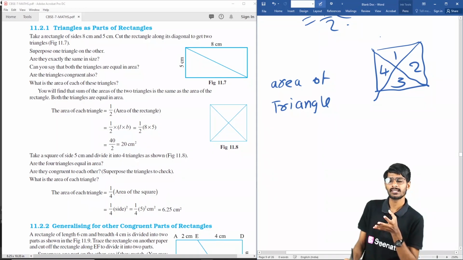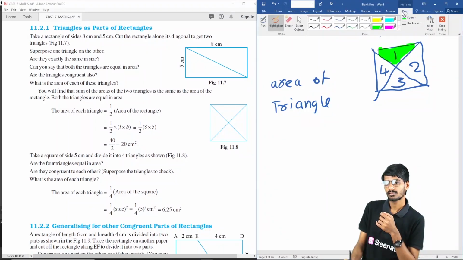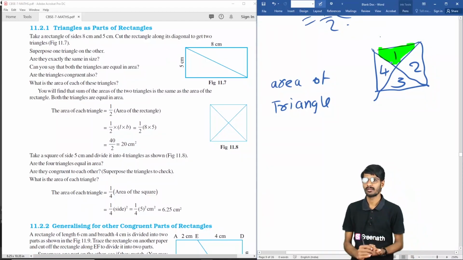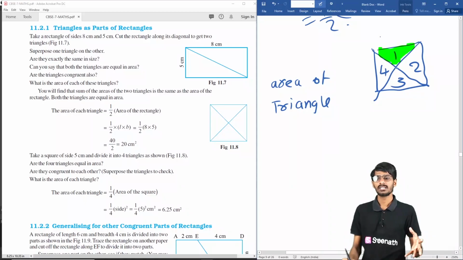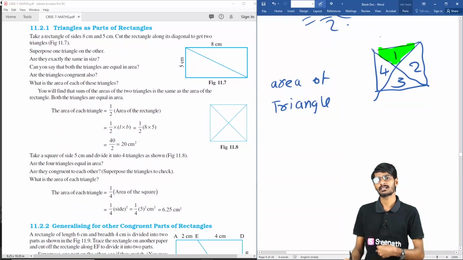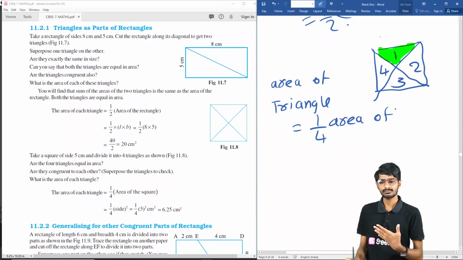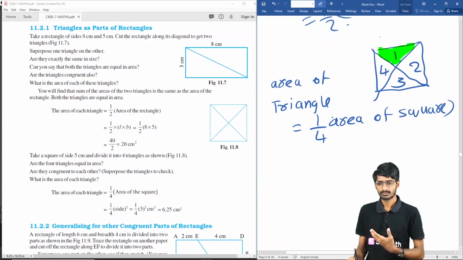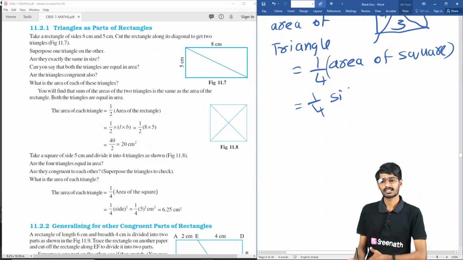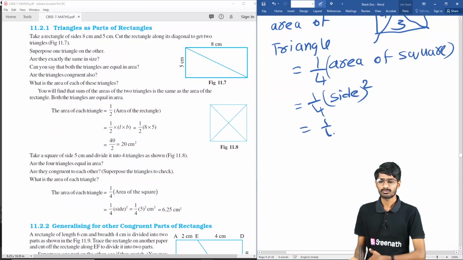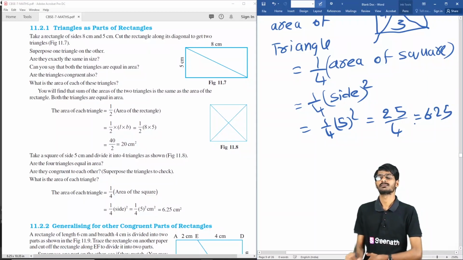As this whole area is marked, what is the area of this one triangle? All triangles are the same. So the total square area is equal to 4 times the area of a triangle. So one triangle's area is 1 by 4 of the area of the square. Area of square is side into side, so 1 by 4 of side square, which is 1 by 4 into 5 square, which is 25 by 4. It is 6.25.